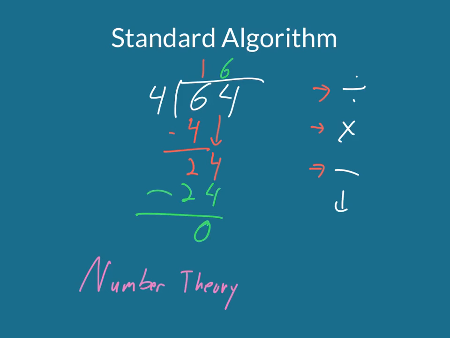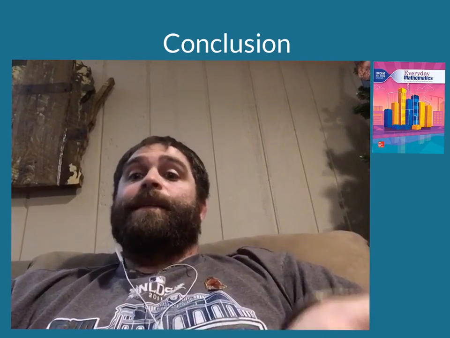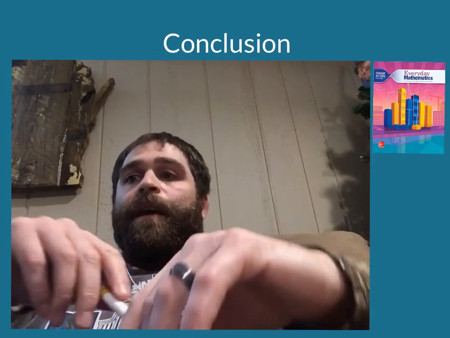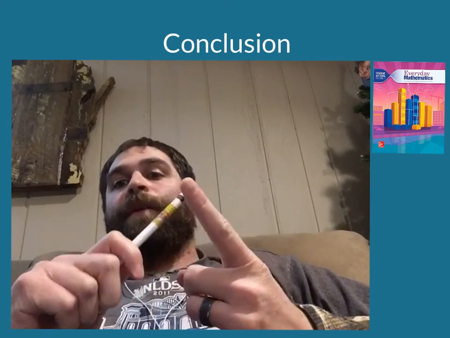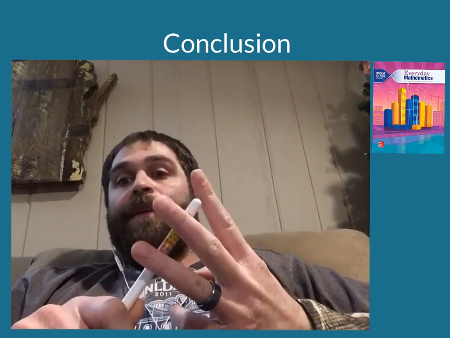And what is nice is as kids get better and better at our partial quotient system, they'll actually be able to do this in their head. So again, the really big part about this is that we're learning number theory. Being able to take really large numbers and break them down into smaller things so that they're more manageable.